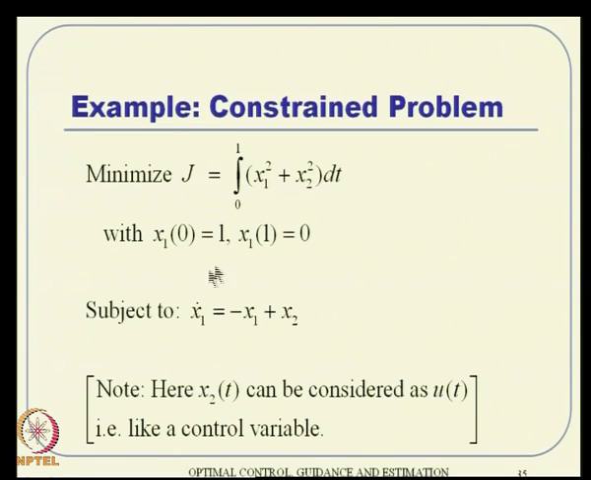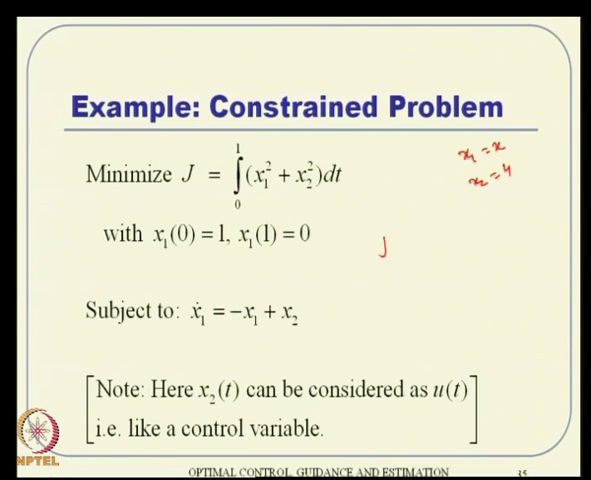Where x1 is further constrained by this differential equation: x1 dot is minus x1 plus x2, and the x1 boundary conditions are known to us. But we are more interested in minimizing this cost function. For a second, if somebody is clever, you can think of x2 of t as something like a control variable u of t. If x2 of t happens to be a control variable, then this is the way control problems appear. This will be something like x square plus u square. Let me do that. Suppose I define x1 as nothing but x and x2 as u.